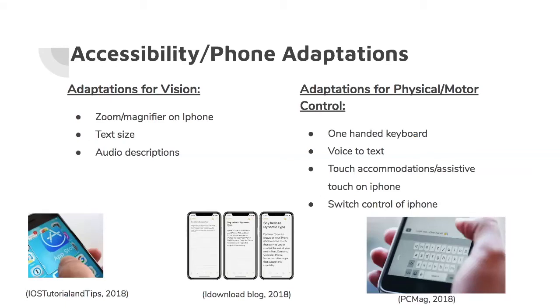So in addition to these vision adaptations, there's also adaptations for physical and motor control. As you can see on the picture on the bottom, there's the one-handed keyboard. So this moves the keyboard to one side of the screen, which makes it easier if you're only using one-handed type on your phone. And it also reduces how far the client would have to stretch their one hand. This is a great adaptation if they have some single-sided weakness. So if they're using just one side of their body to use their phone.